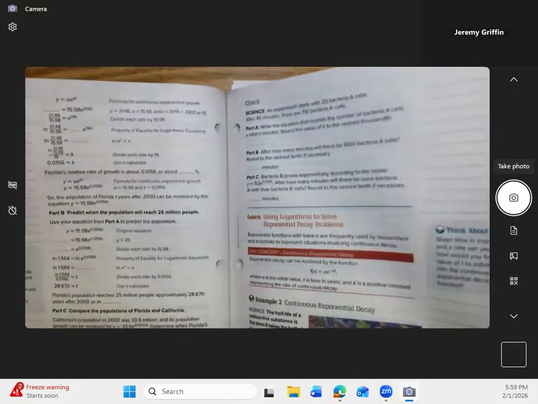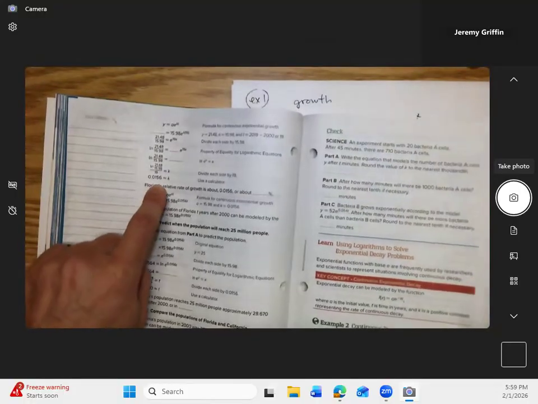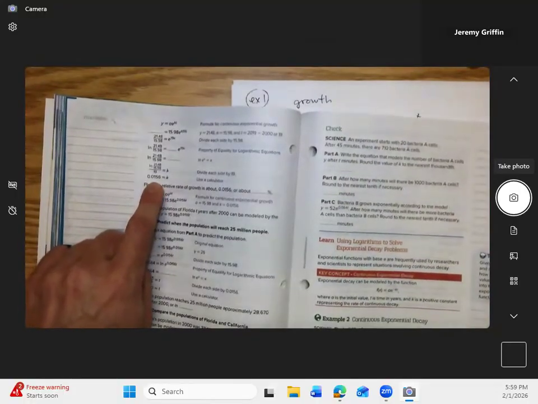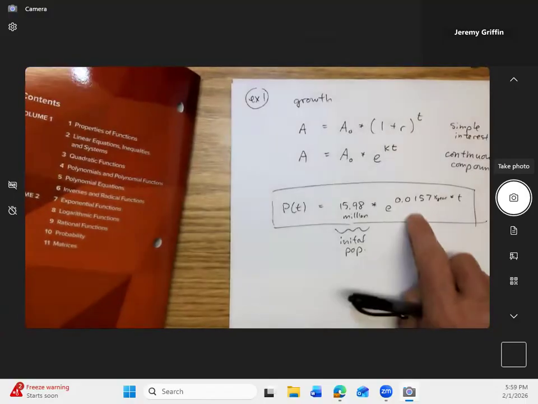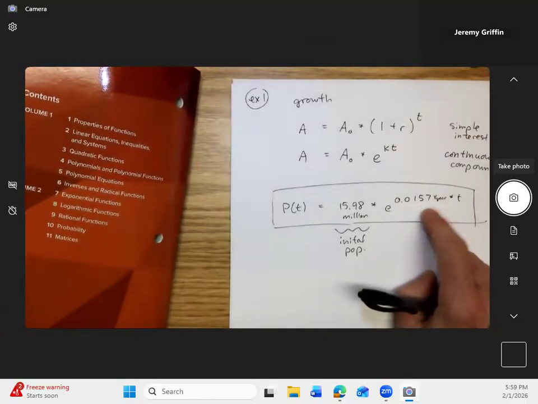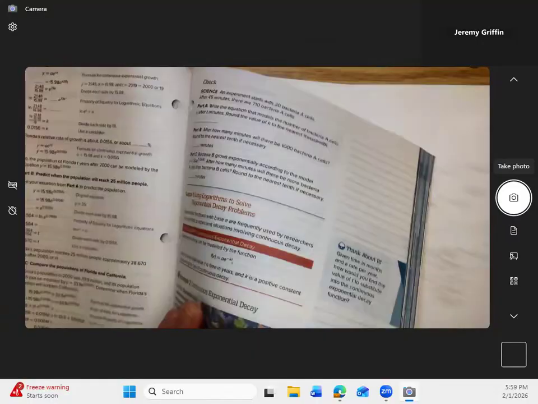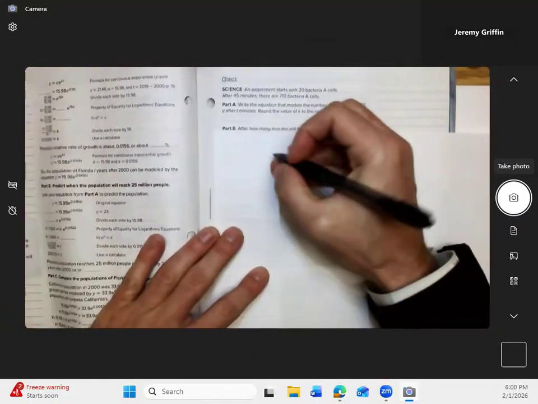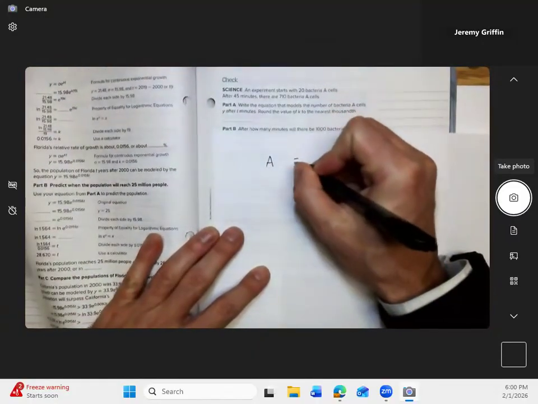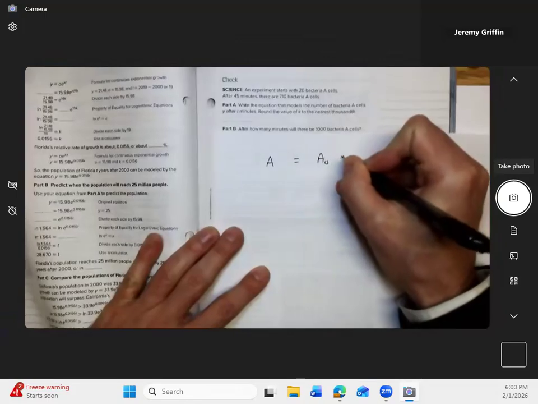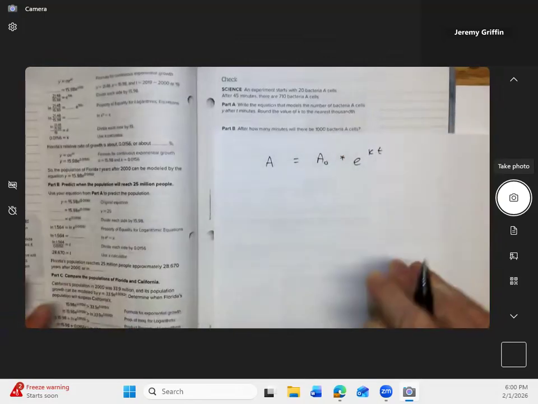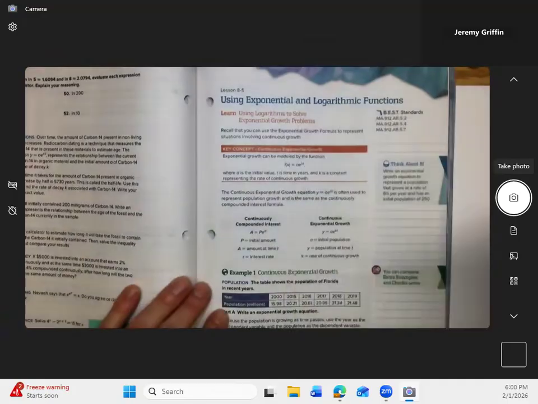They did get pretty much the same k value. Look what they got for k, 0.0156, and Desmos got 0.0157 something. That's almost the same thing. So how did your book decide to do it? I used the same model. They said A equals A naught e to the kt, but they went with the initial population versus the population after 19 years.